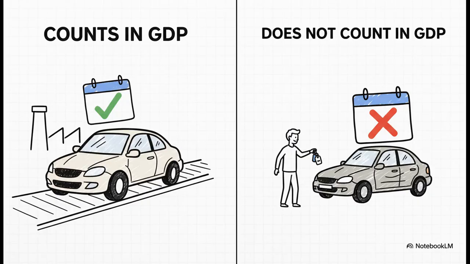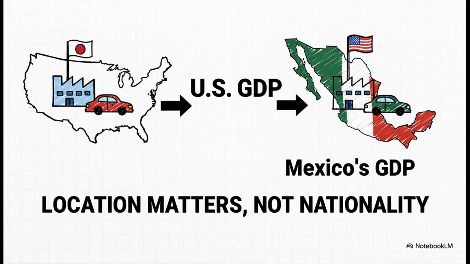This one's pretty straightforward. GDP only cares about stuff that's being made right now. So if a new car is built this year, yep, that's in this year's GDP. But if you go and buy a used car from 2015, that sale doesn't count. The car wasn't produced this year. It just changed hands.